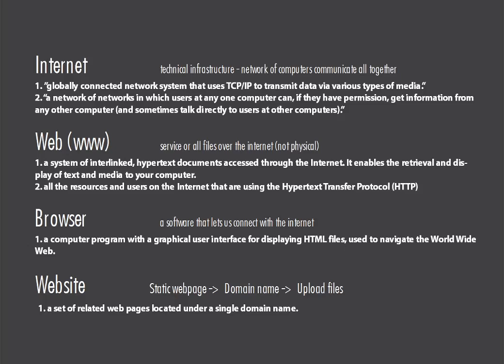It is a technical infrastructure with a physical build. It's real machines that you can hold. It is a network of computers that communicate all together. Okay, the accurate descriptions are: first, the Internet is a globally connected network system that uses TCP/IP to transmit data via various types of media. Secondly, the Internet is a network of networks in which users at one computer can, if they have permission, get information from other computers.